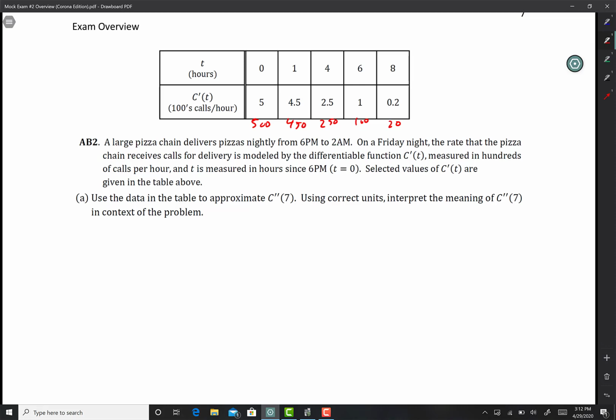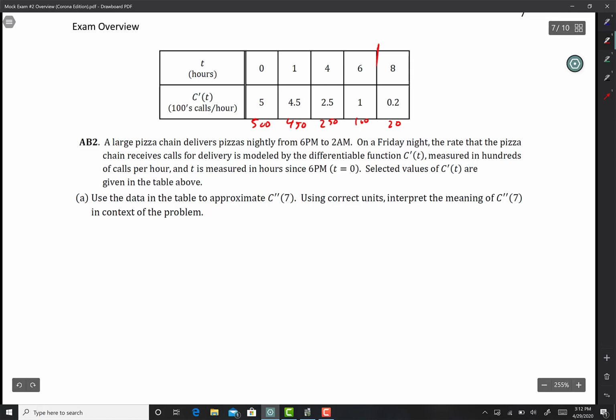A large pizza chain delivers pizza nightly from 6 to 2. On a Friday night, the rate at which the pizza chain receives cost for delivery is modeled by the differentiable function c prime of t, measured in hundreds of cost per hour, and t is measured in hours since 6 p.m. So the values of c prime are given in the table above. Use the data in the table to approximate c prime prime of 7. Using correct units, interpret the meaning of c prime prime of 7.